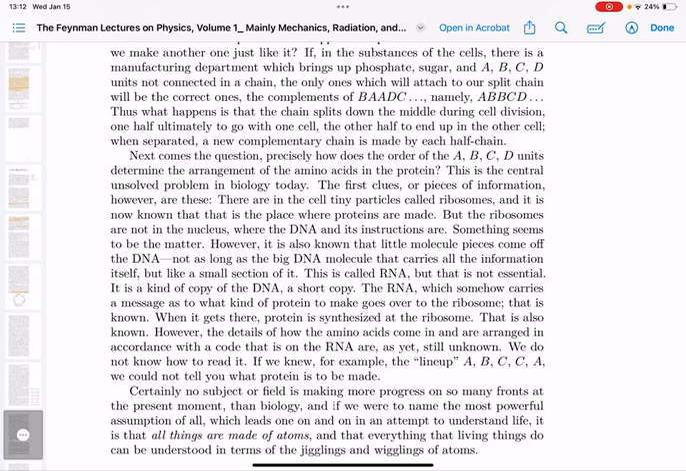ABBCD. Thus, what happens is that the chain splits down the middle during cell division, one half ultimately to go with one cell and the other half to end up in the other cell. When separated, a new complementary chain is made by each half chain.